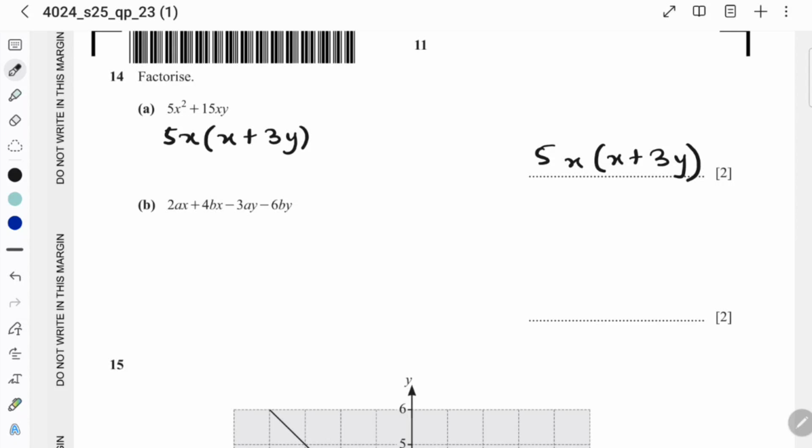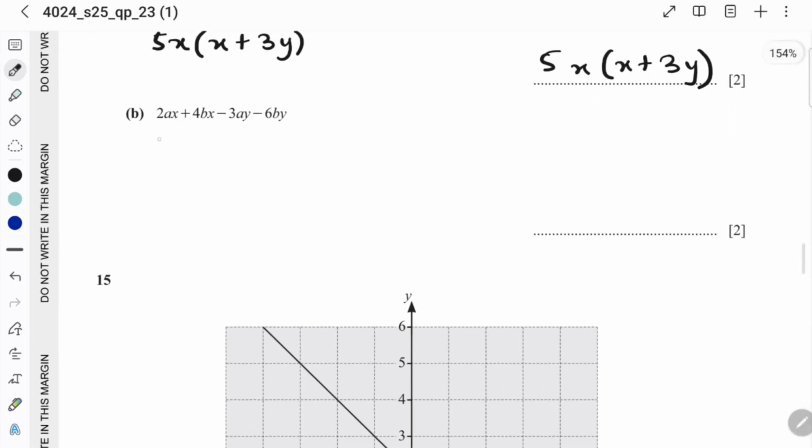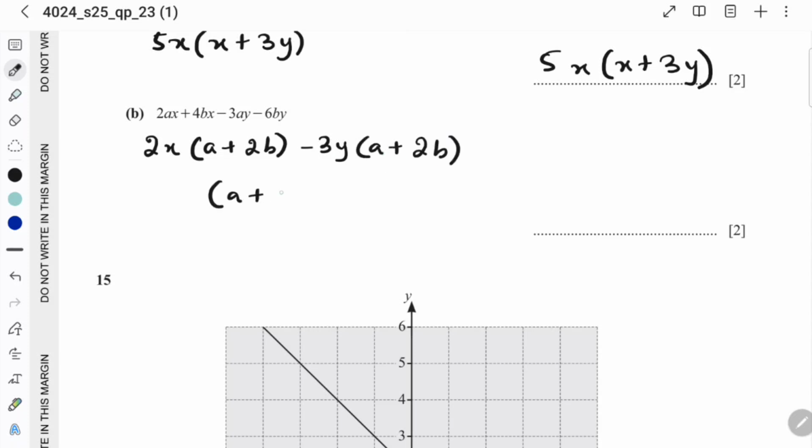Okay, now the next part is of grouping, that is 2a common, x a plus 2x common, just take x common, 2x common, a plus 2b, minus 3y common, a plus 2b, so a plus 2b and 2x minus 3y. So that is the answer, a plus 2b and 2x minus 3y.